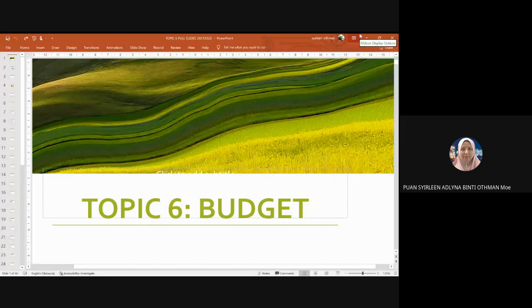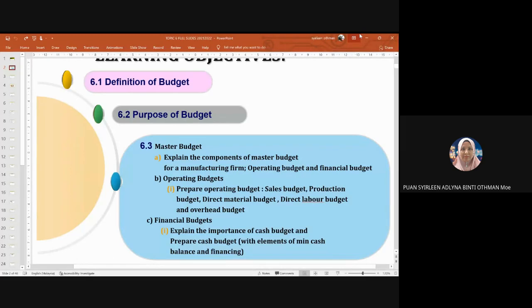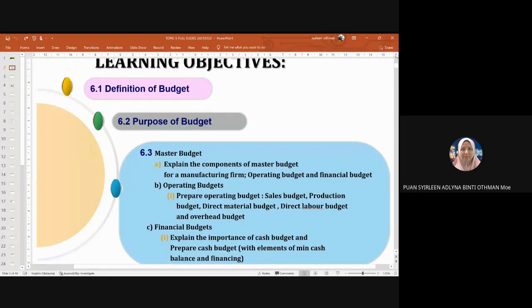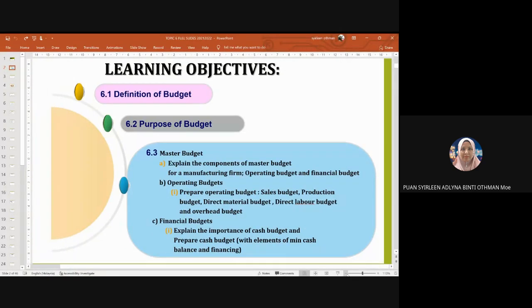Alright, on the topic. So this is the definitions. Kecilkan sikit. What you are going to learn in topic 6: macam biasalah, we will go through the definitions and then the purpose of doing budgets. And we are going to do master budget, and then we are also going to do financial budgets.